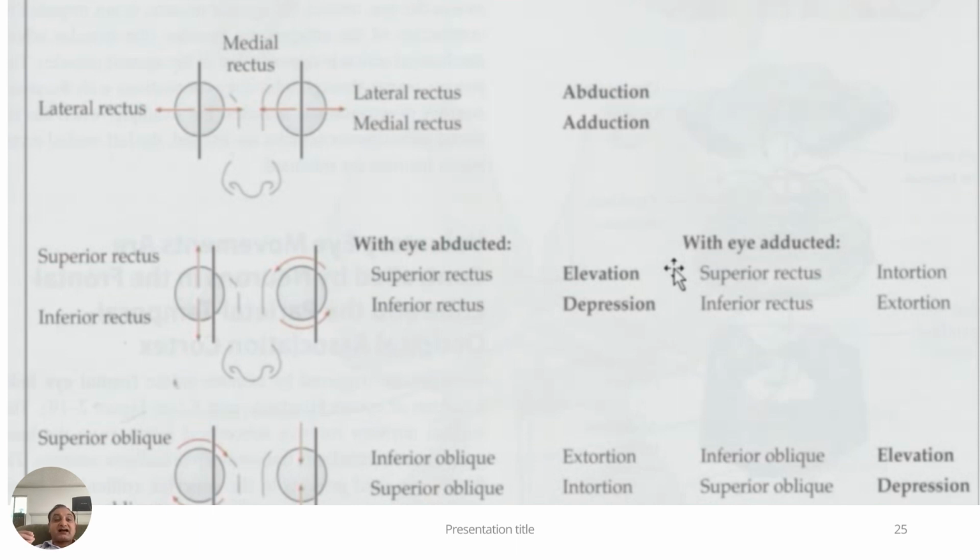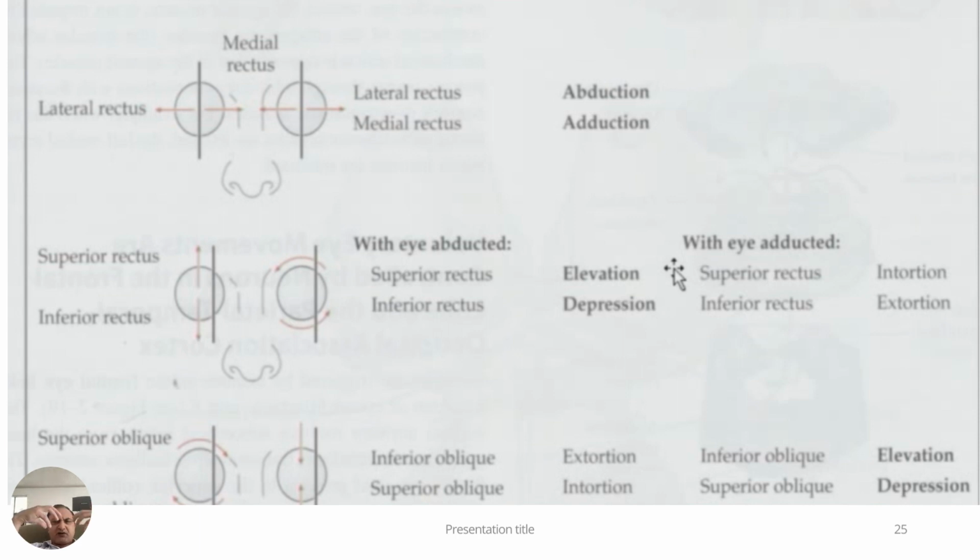The movement of the extraocular muscles is dependent on the position of the eye. So if the eye is abducted, the superior and the inferior rectus cause elevation and depression. Whereas if the eye is in adducted position, the superior and the inferior rectus cause intorsion and extorsion. The inferior oblique causes extorsion and the superior oblique causes intorsion. However, in the adducted position, the inferior oblique causes elevation and superior oblique causes depression.